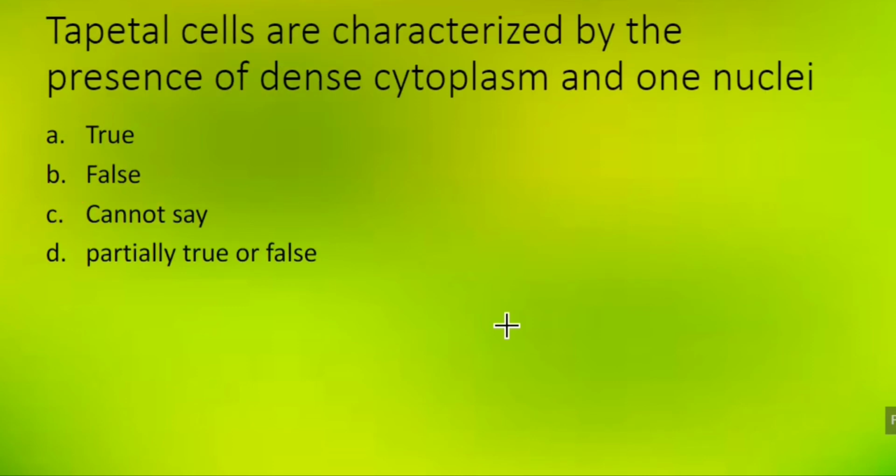Tapetal cells are characterized by the presence of dense cytoplasm and 1 nucleus. True or false? Cannot say, partially true or false. We can say partially true or false because dense cytoplasm is correct, but not only 1 nucleus, more than 1 nucleus can be present. So this is partially true, or we can say partially false.